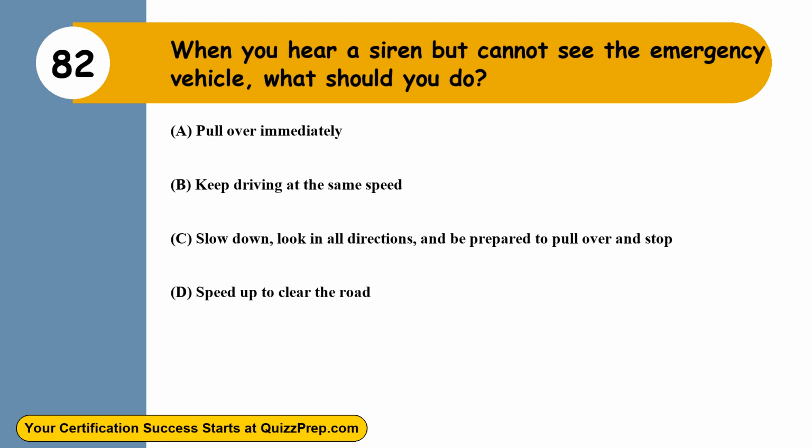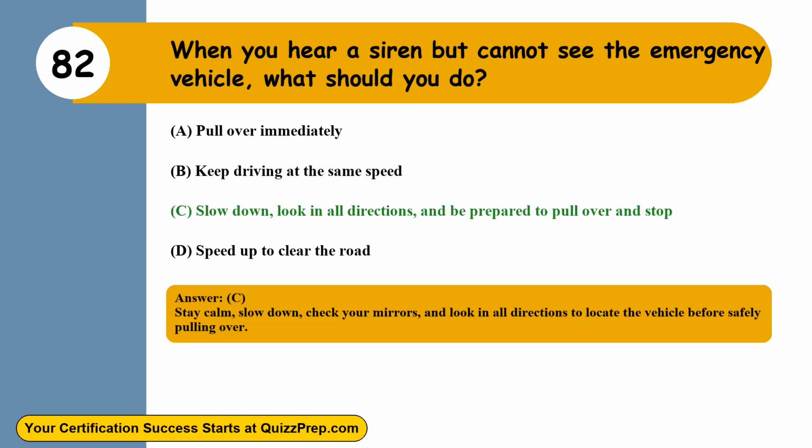Question 82. When you hear a siren but cannot see the emergency vehicle, what should you do? Option A, pull over immediately. Option B, keep driving at the same speed. Option C, slow down, look in all directions, and be prepared to pull over and stop. Option D, speed up to clear the road. The correct answer is option C. Slow down, look in all directions, and be prepared to pull over and stop. Stay calm, slow down, check your mirrors, and look in all directions to locate the vehicle before safely pulling over.